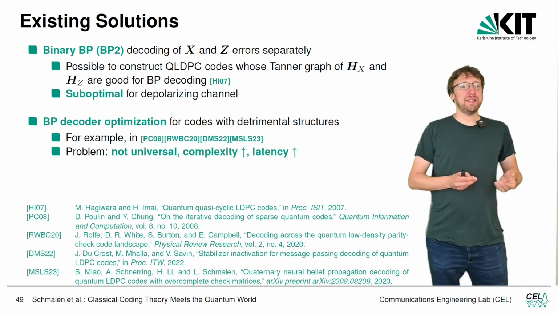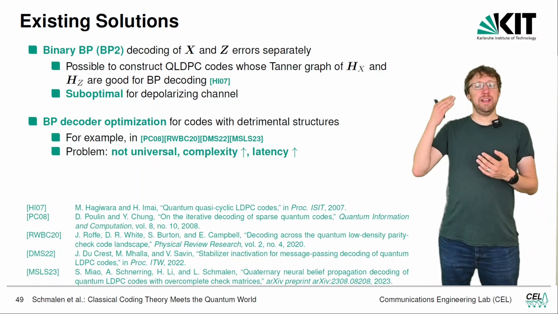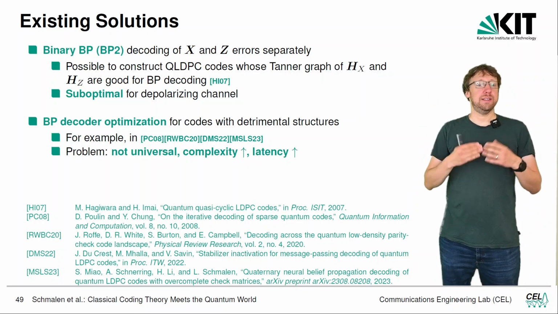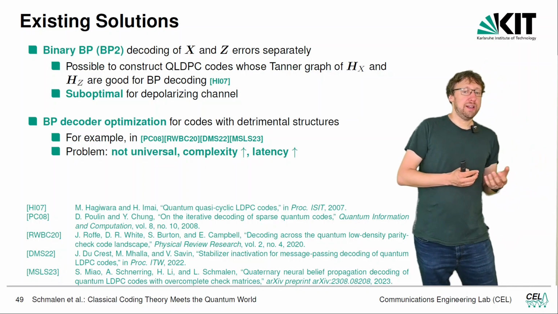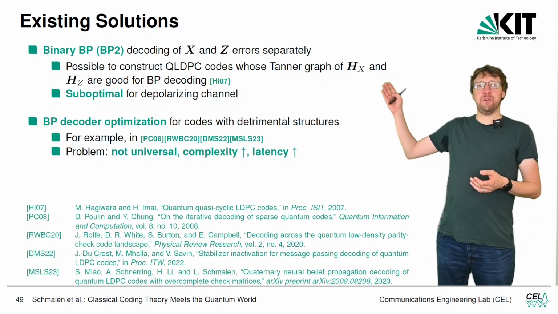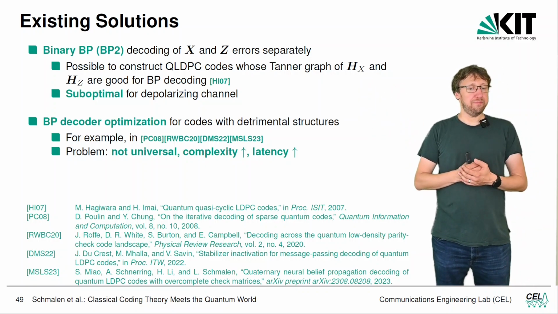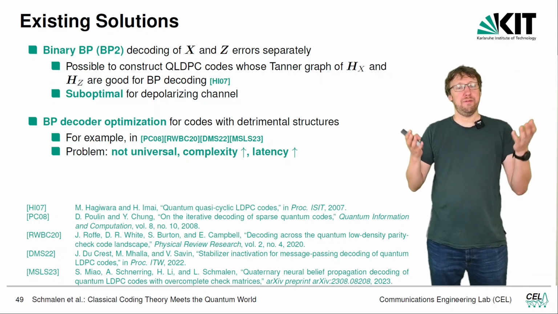So what are some existing solutions? One solution is to decode the X and Z errors separately using the 2 separate codes. This is the binary BP decoding. So we can construct quantum LDPC codes where the graphs of hx and hz are good for BP decoding individually, but they are suboptimal for the depolarizing channel because we also have Y errors.